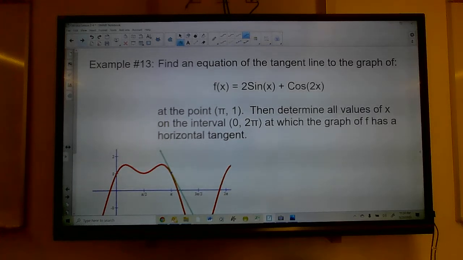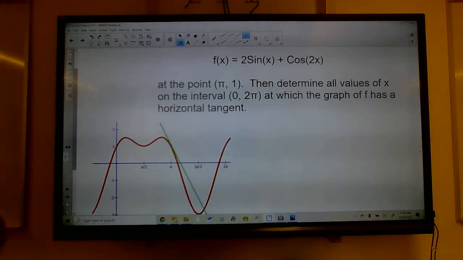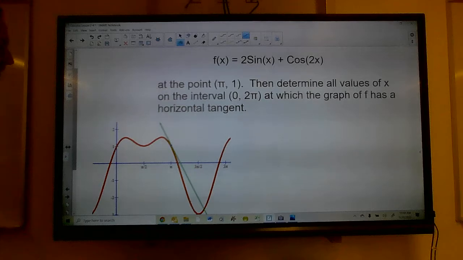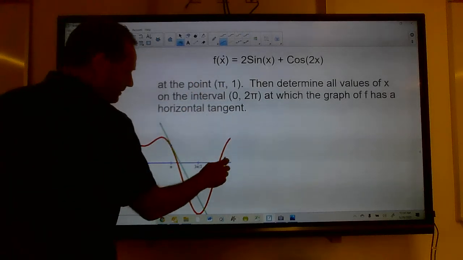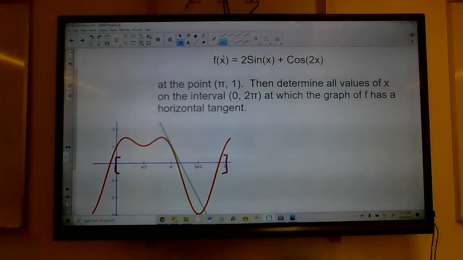Find an equation of a tangent line to the graph of f of x is 2 sine x plus cosine 2x at the point pi, 1. Then determine all values of x on the interval 0 to 2 pi at which the graph of f has a horizontal tangent. Okay, so here's my graph. Here's my interval 0 to 2 pi. So I'm going from here to here.